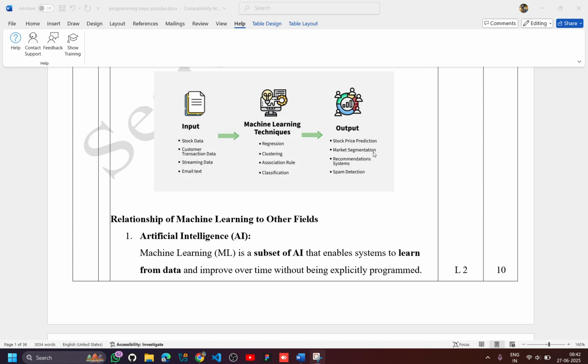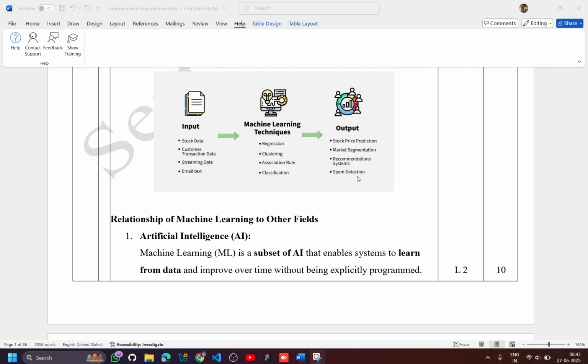After learning from the data, the system gives us useful results, like predicting stock prices, segmenting the market for better ads, and building recommendation systems like Netflix or Amazon.